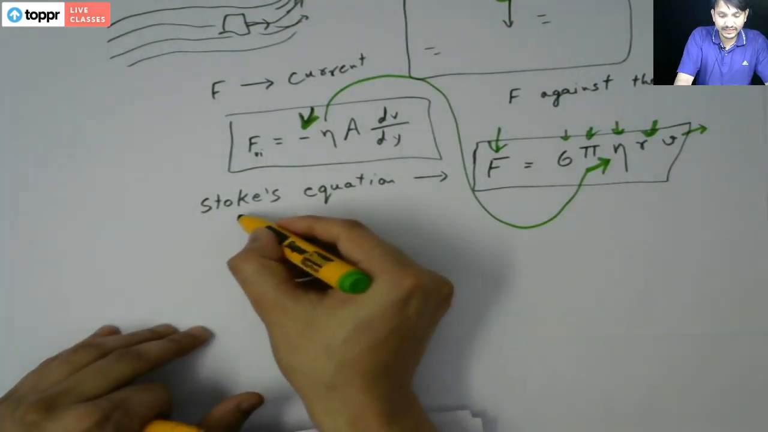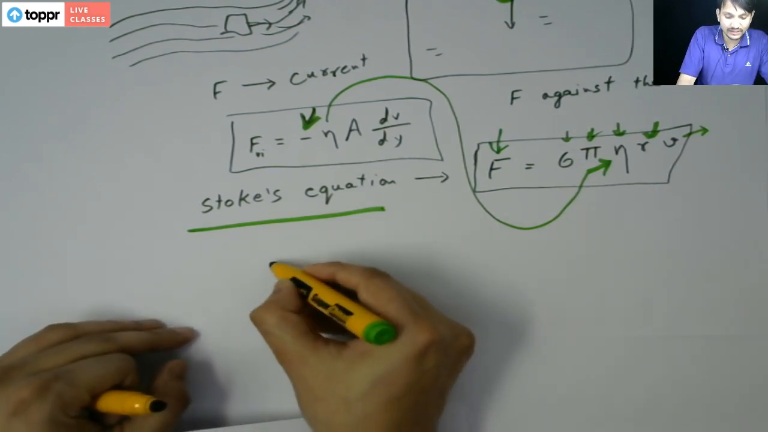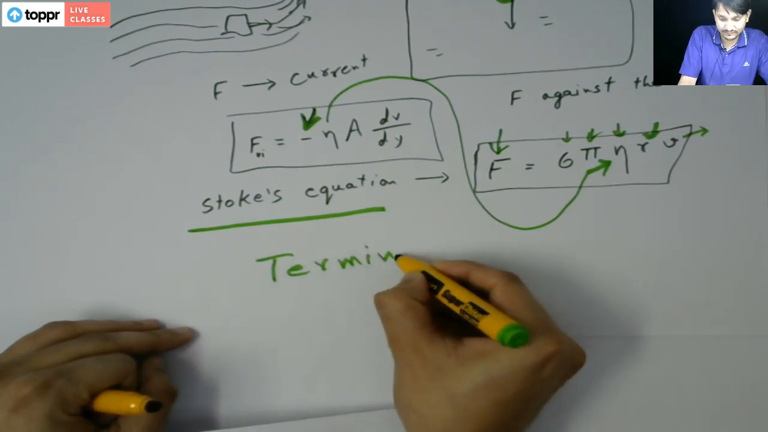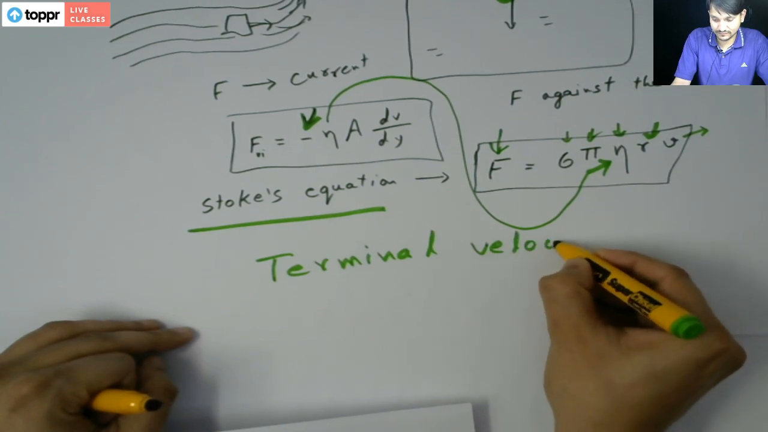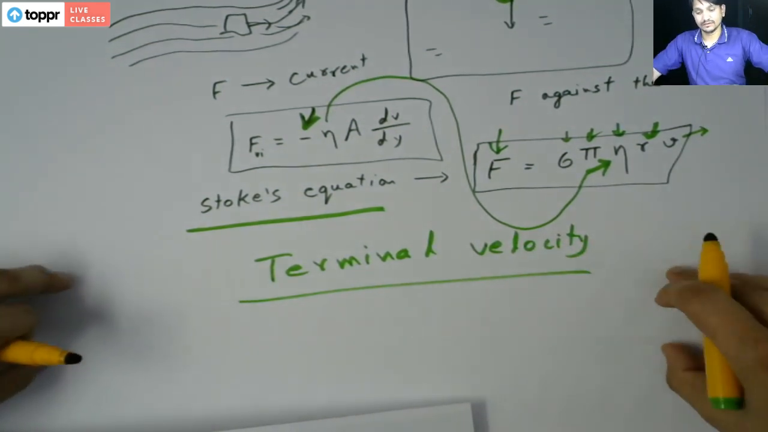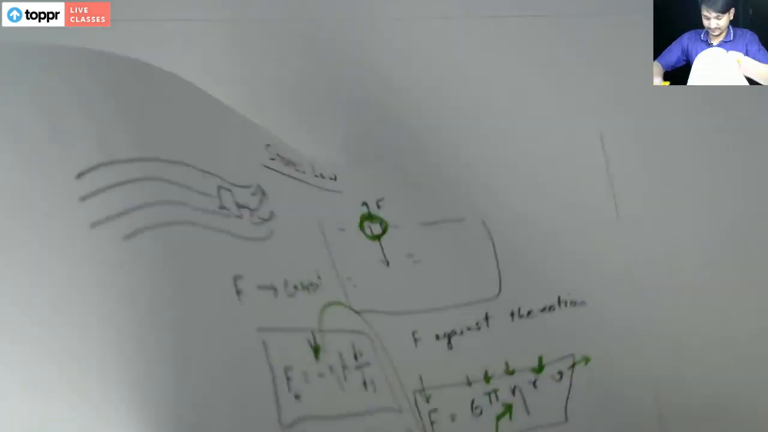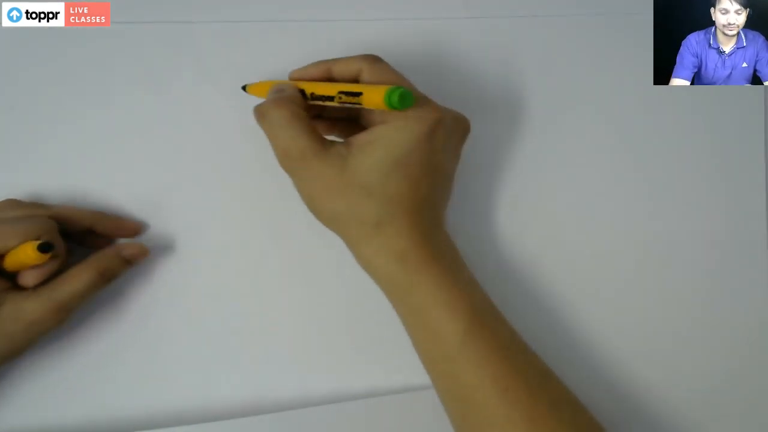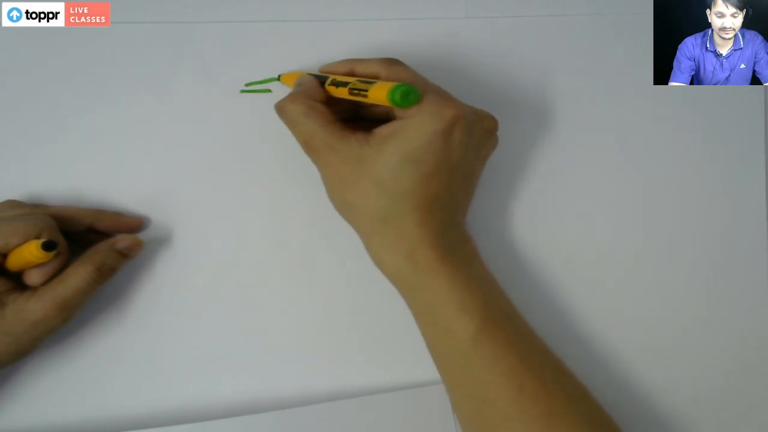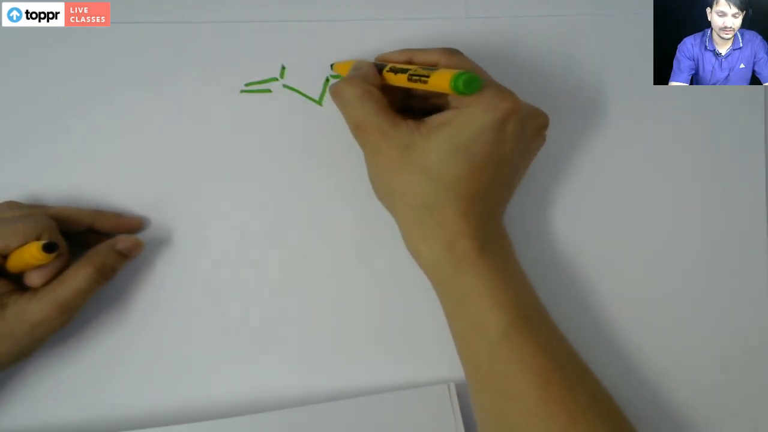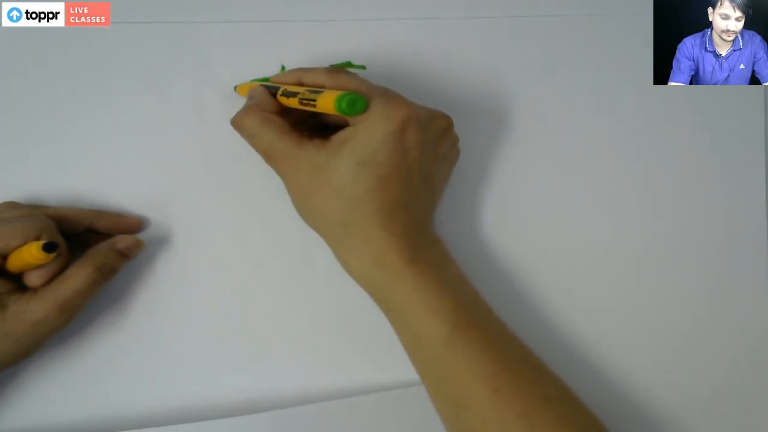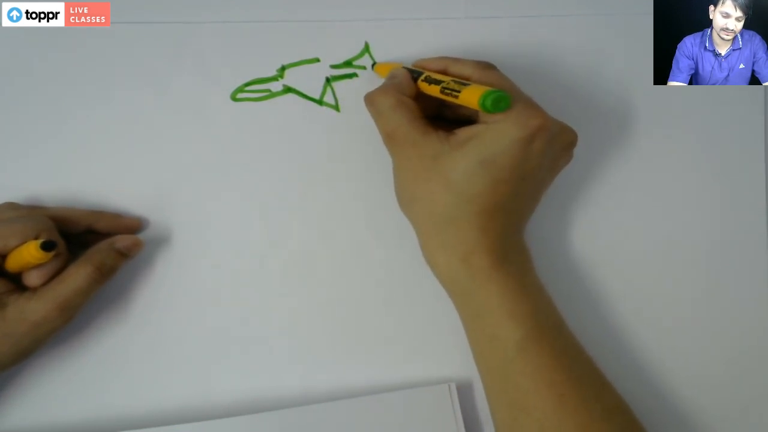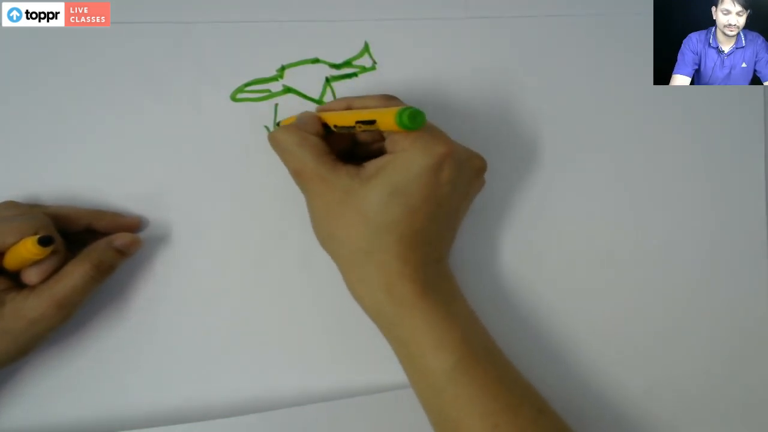So using Stokes equation or Stokes law, we'll come to derive the terminal velocity. Let's go ahead and try that. So let's consider a situation. Somebody jumps from a plane. Sorry for my bad drawing here. Let us say this is a plane and someone jumps from here.